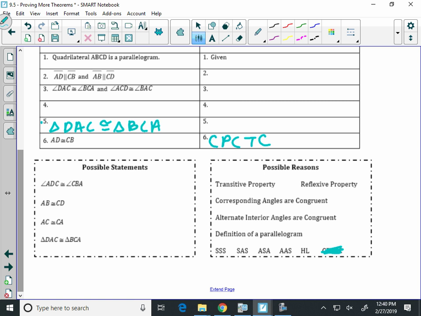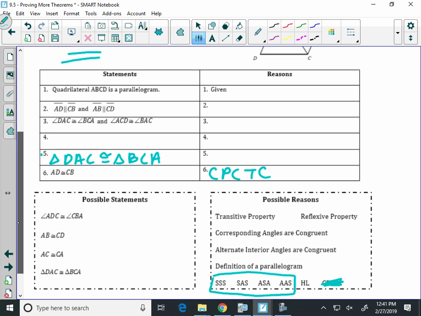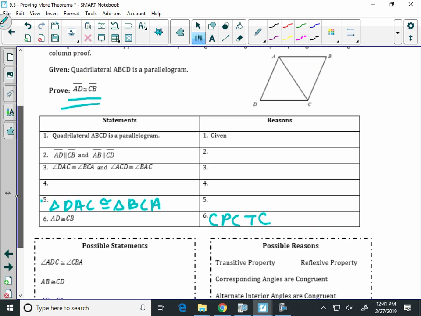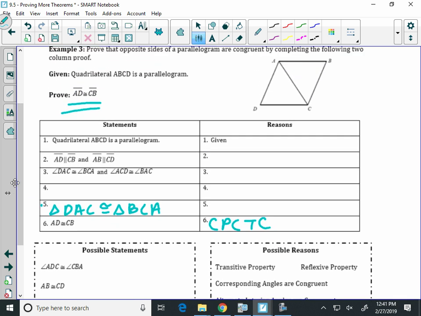Okay. The reason for number 5, again, is going to be one of these 4. We just have to figure it out and fill in the rest of our proof. Well, if I look here, they gave me the statement for number 2. It's saying that AD is parallel to CB, and that AB is parallel to CD. Again, arrows do not mean congruent, they mean parallel. Keep that in mind.